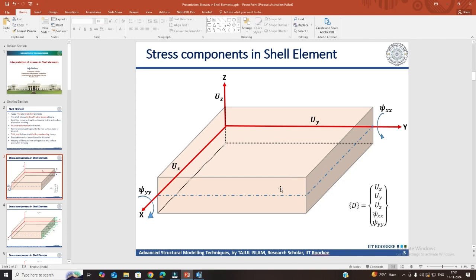But the same solid element, if you model using shell, you don't have to convert the displacement into stresses. You can directly read the stresses because it is giving you stress. These parameters will give you the stresses.